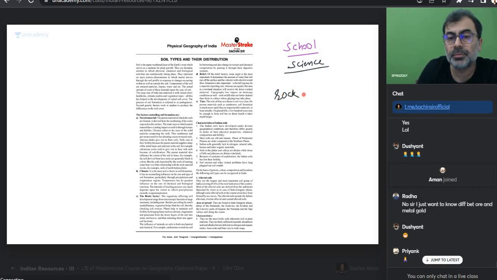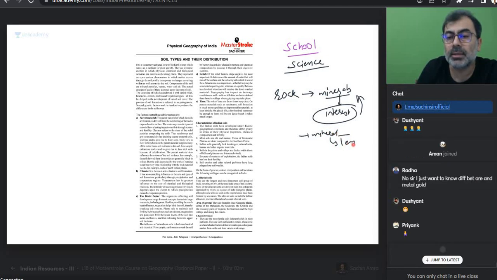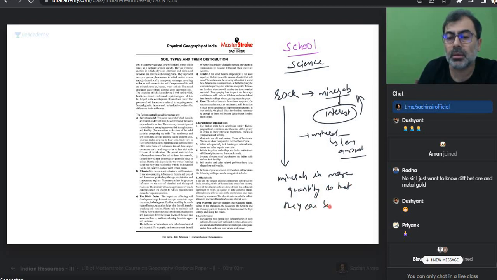Rock has many minerals. We are interested in minerals, but minerals are in very small amounts. When the rocks have minerals in more quantity, so that they can be extracted profitably, such rocks are called ores.